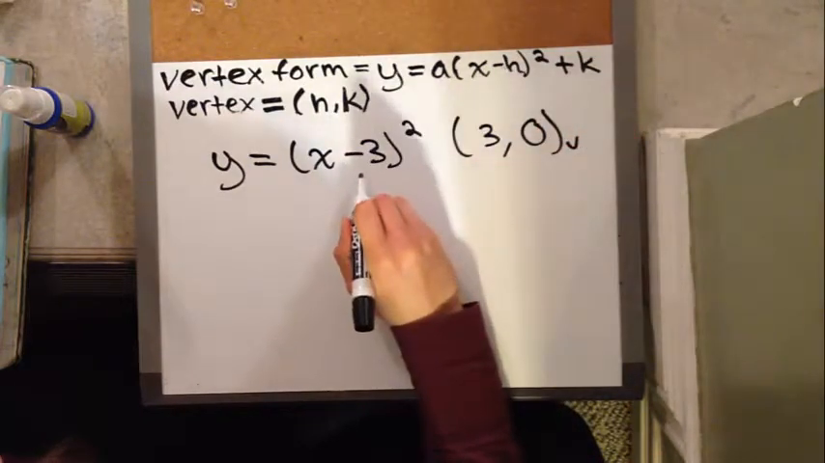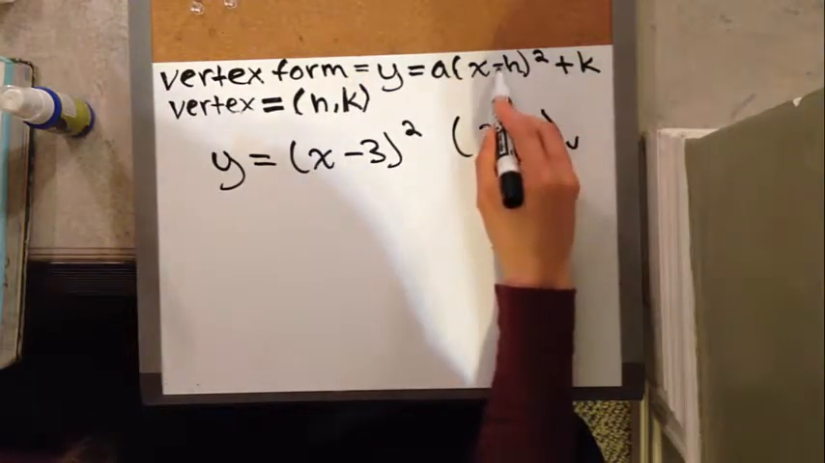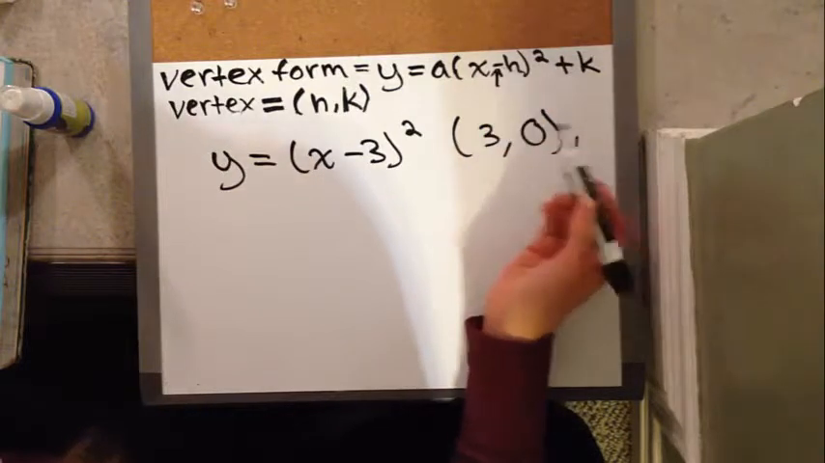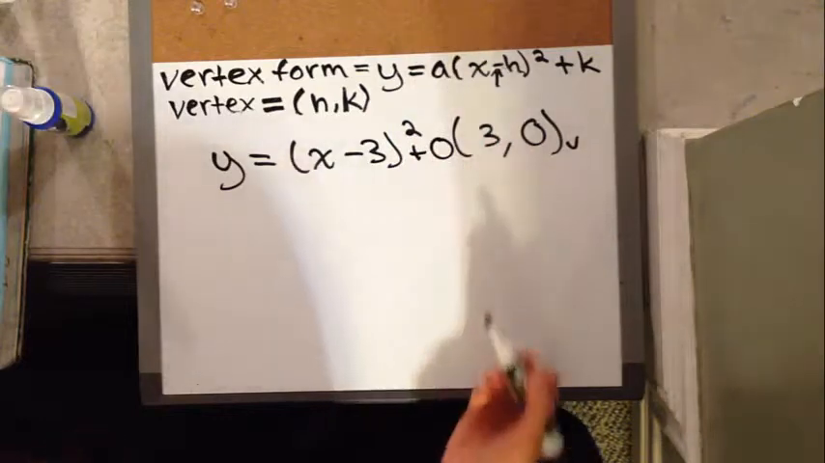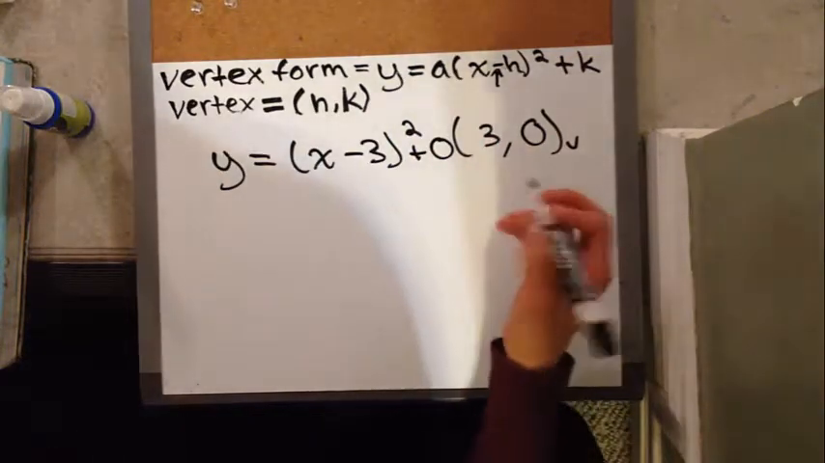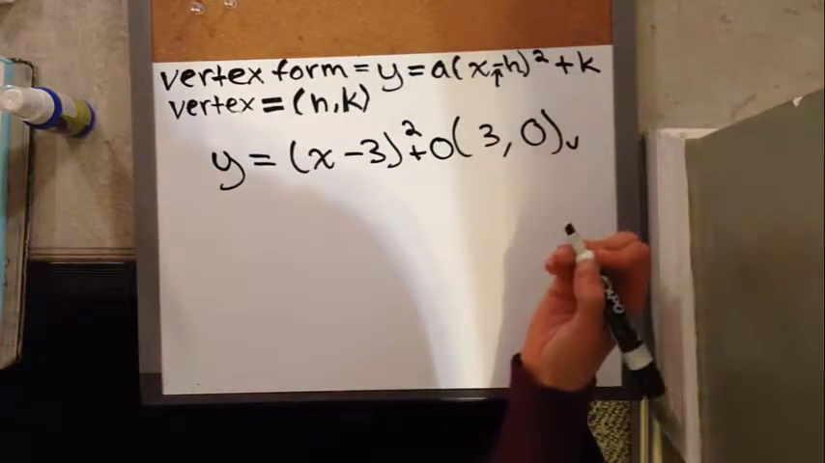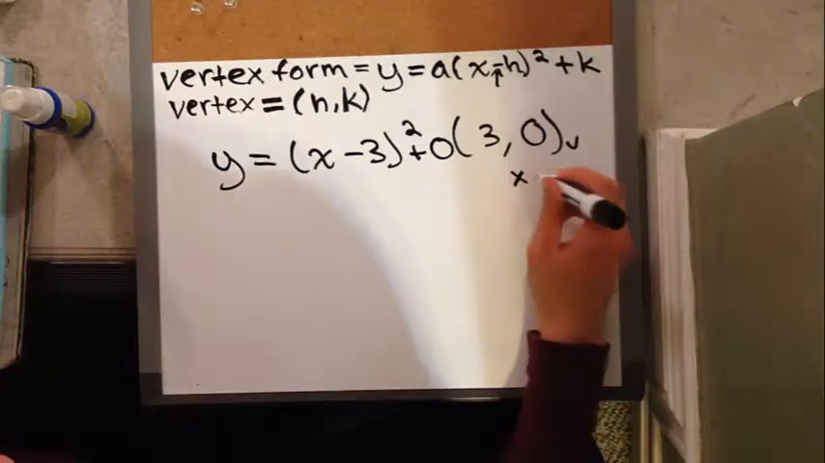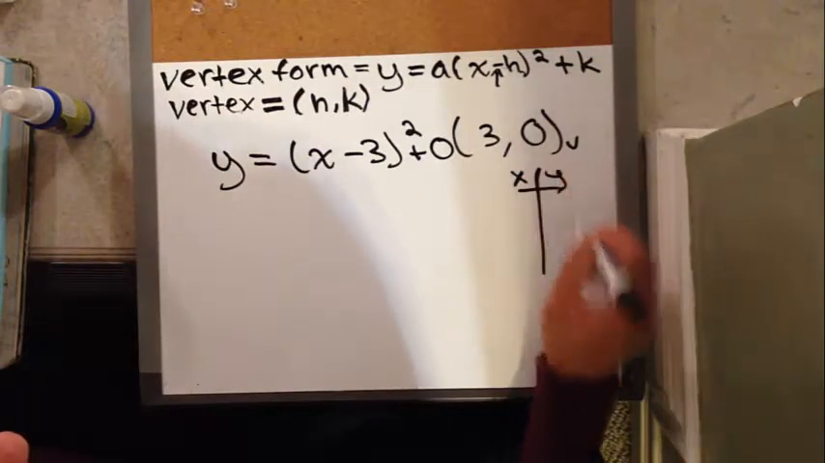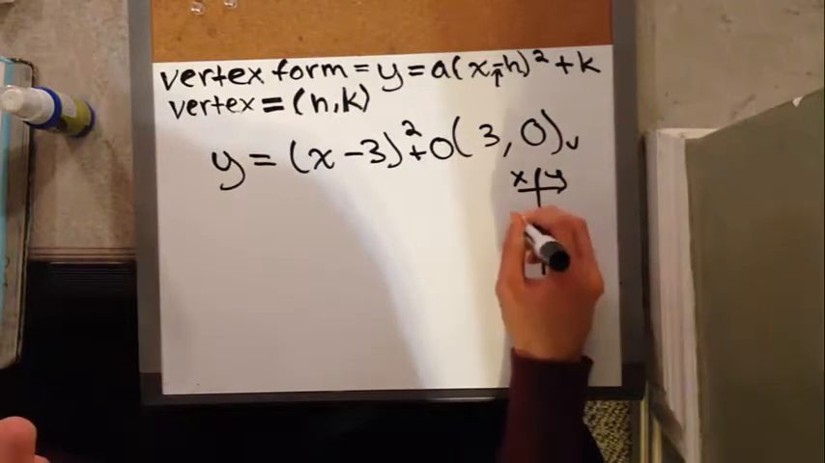3 instead of negative 3 because we have to flip the sign for h, and 0 because k is 0. If it helps, just add the 0 in k's place, go right ahead. Now in order to find the rest of the points for the parabola, we have to plug the vertex into an xy table, like this. Plug this in.